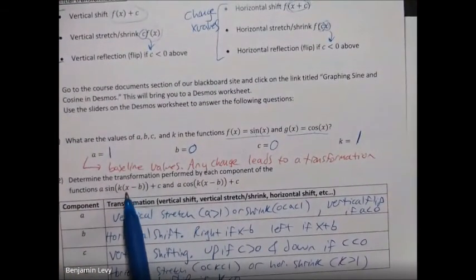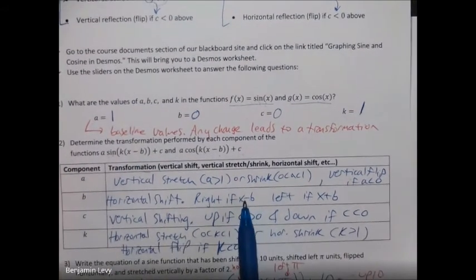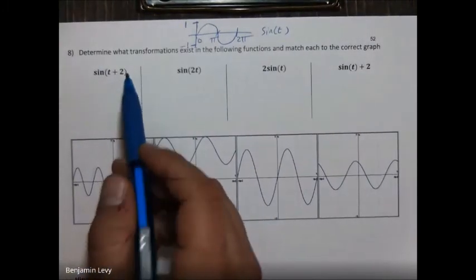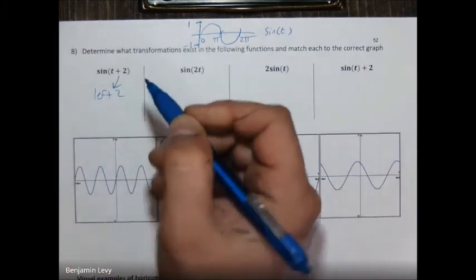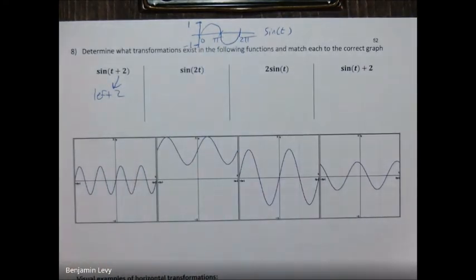The k part is horizontal, excuse me, the b is horizontal shifting, and it's going to go right if it's a minus, and it's going to go left if it's a plus. So we've got a plus 2, and so this plus 2 is going to the left too. Okay, and then based on this normal graph, we should be able to match it up with the one that it is.